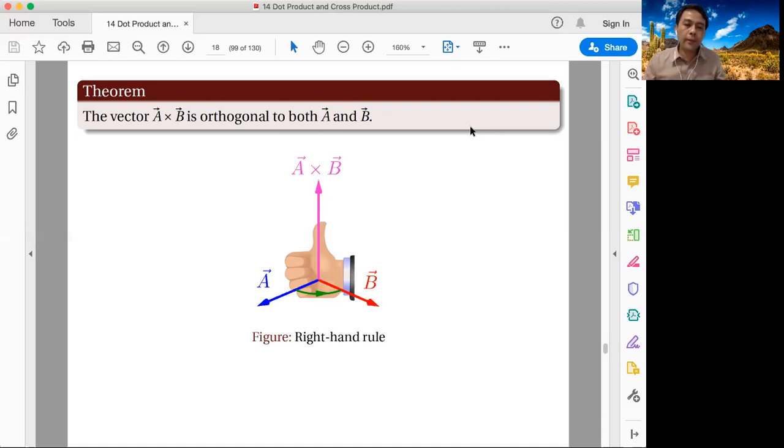So in this sense, what we are saying is, if the vector A is i and the vector B is j, then the vector A cross B is i cross j equals k. That is the implication of that.